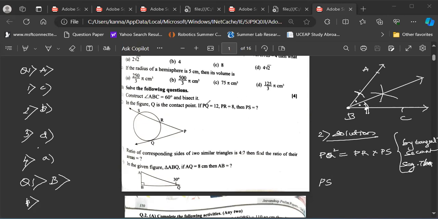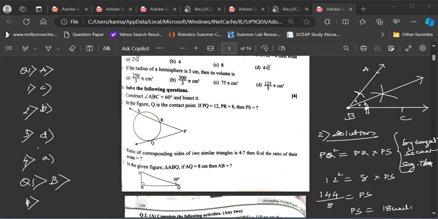PQ, we know. How much is PQ, children? 12. So, 12 square is equal to PR, which is 8, into PS. So 144 upon 8 is equal to PS. So PS equals 18. Okay, 18 units.